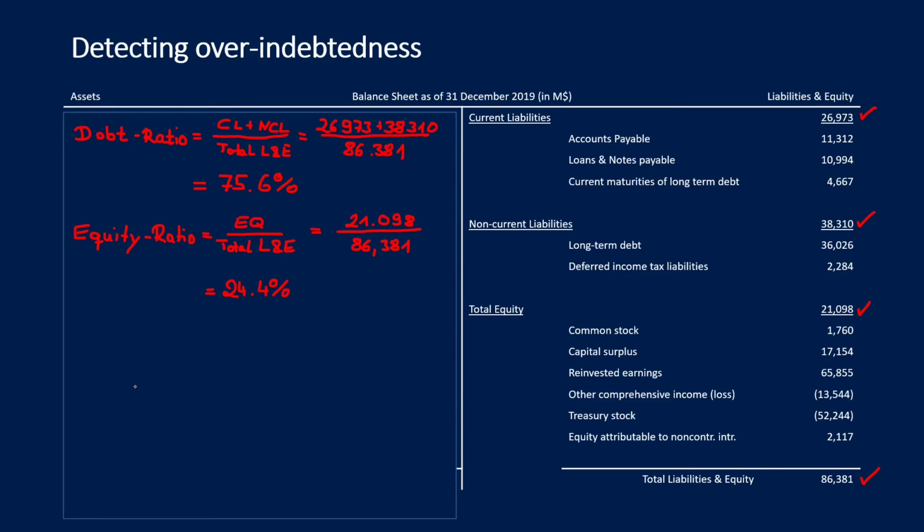And of course, however we define the debt ratio or the equity ratio, the debt ratio plus the equity ratio always add up to 1. So 75.6% and 24.4%, that's 100%, and that's 1.